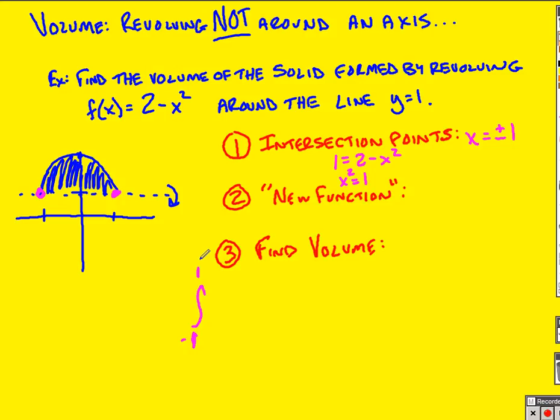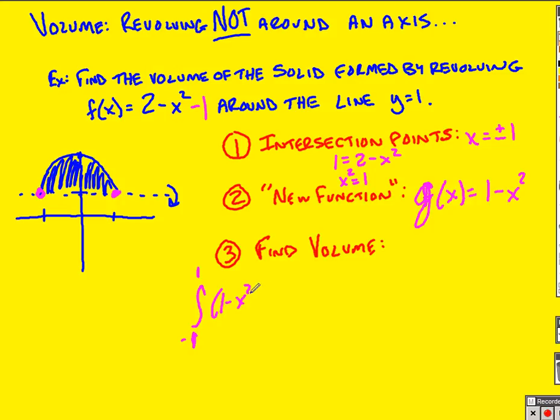The new function: what do I need to do to get this so it would have been around the x-axis? Well, it's raised by 1, so I really need to take this function and subtract 1 from it. So my new function, I'll call it g of x, is equal to 2 minus x squared minus 1, which is just 1 minus x squared. That's now the function I'm going to use.